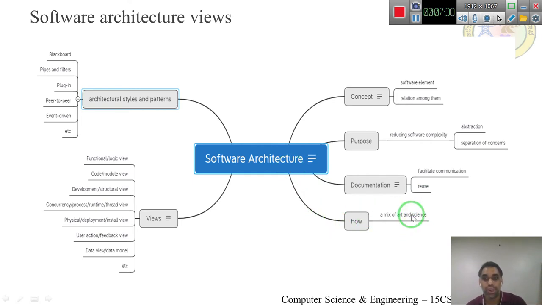Okay, so it is a mixture of art and science, or how the system can be designed or built. The next, software architecture has different views for a different system. So the view would be module view, structural view, then deployment view, then thread view, okay, or data view or data model, right? So each model would have different highlights of the system.